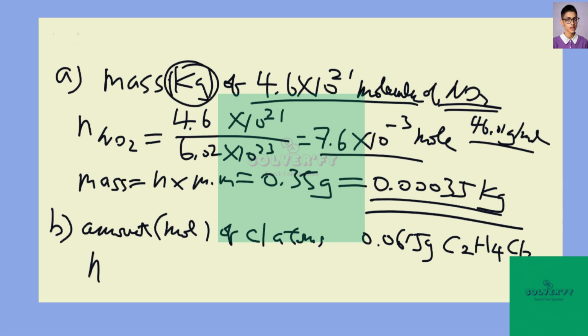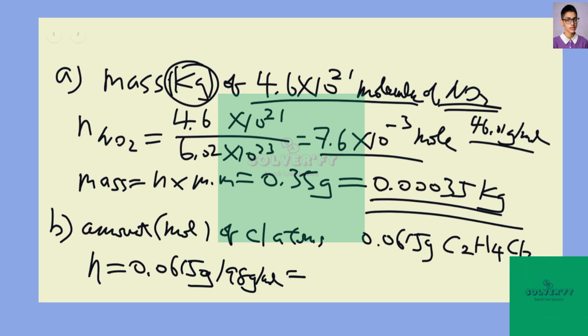Okay, so part B, what would be the number of moles of chlorine atoms in 0.0615 gram of C2H4Cl2? So if we want to find the number of moles, we just need to use our mass, 0.0615 gram, divided by the molar mass. Okay, so the molar mass, we have to calculate that. So we have 2 carbons, 4 hydrogens, and then 2 chlorines. So it's roughly around 98 gram per mole.